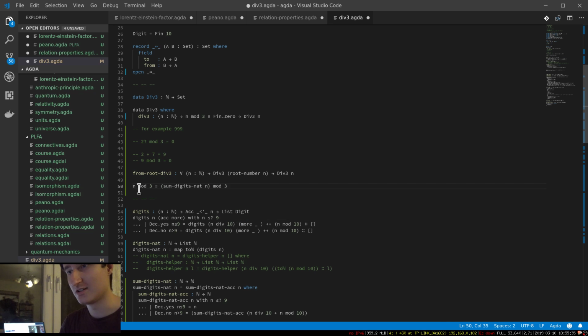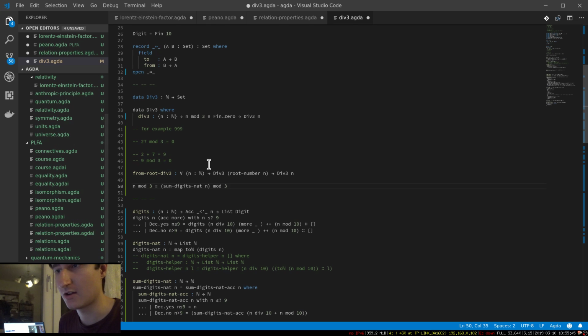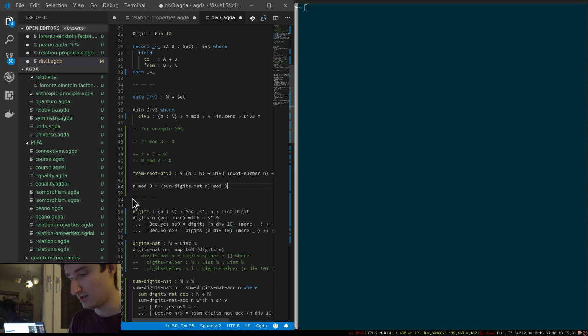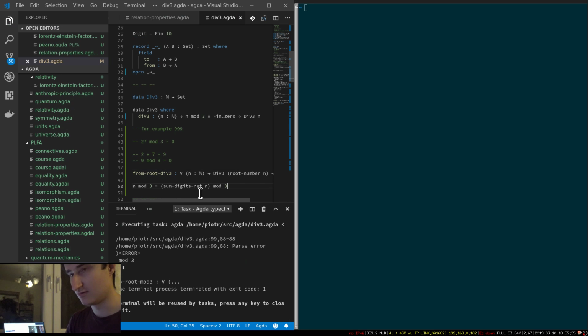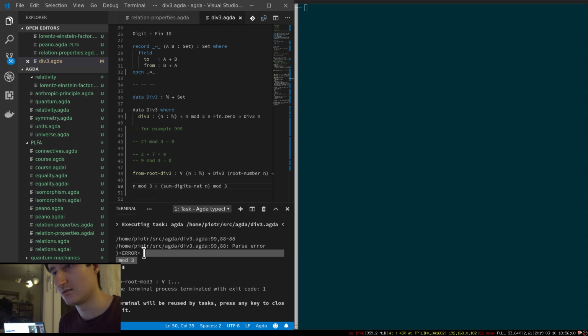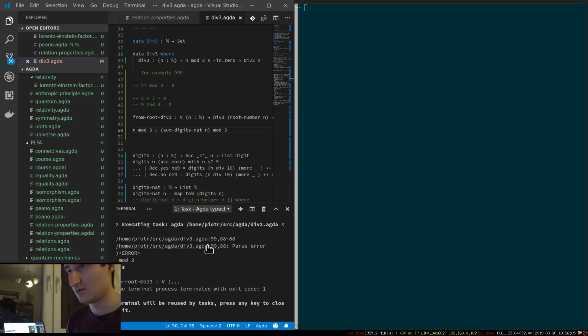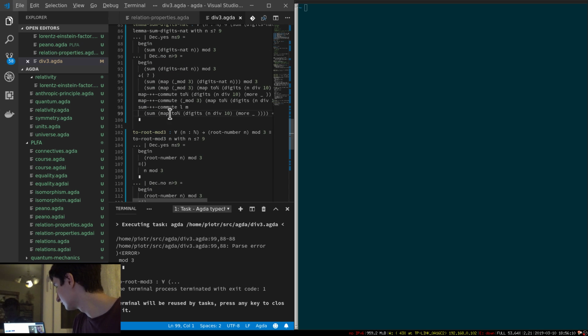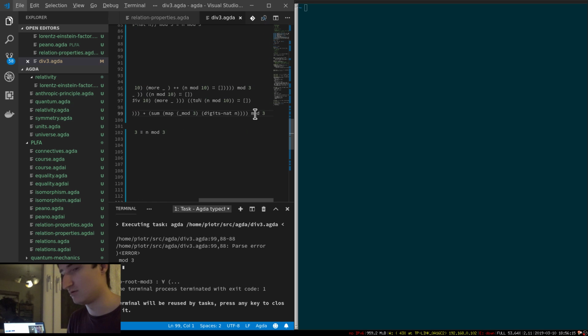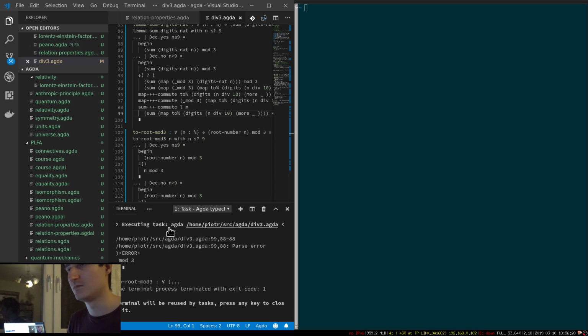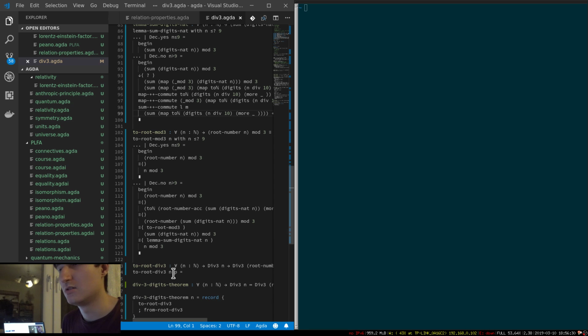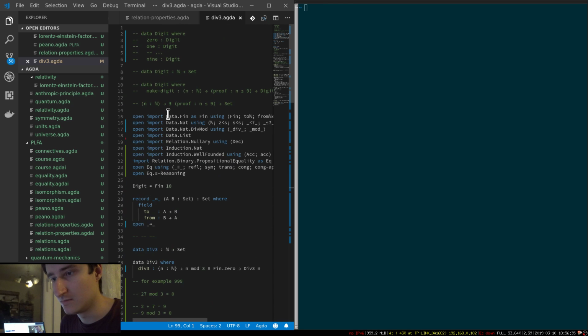How do I type check? Good question. I open the terminal. Actually, I have a task. Agda type check. Executing error, you see? It's 99. Alt click. There is a parse error, like this. This is my compiler, I mean type checker. And I close this window and I see there is a type error.